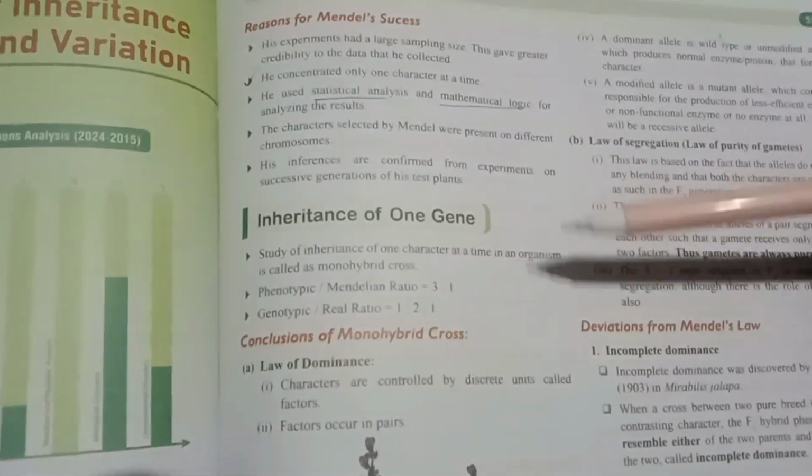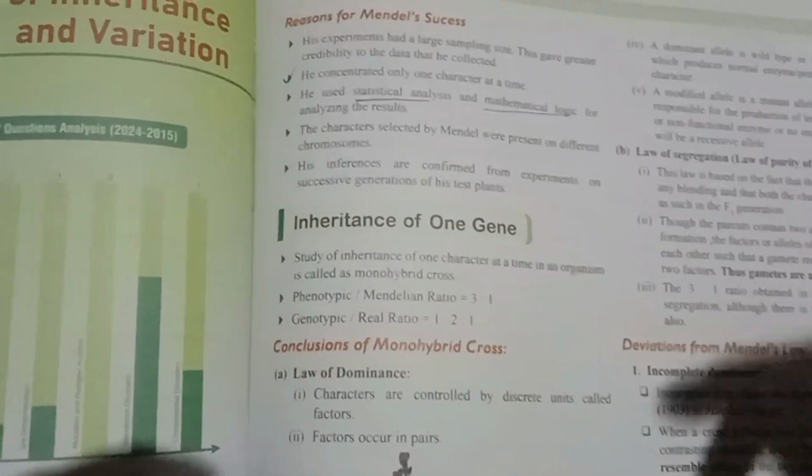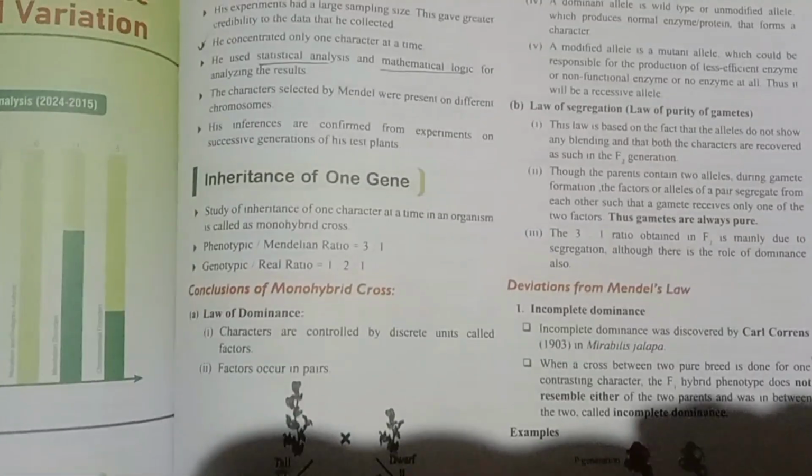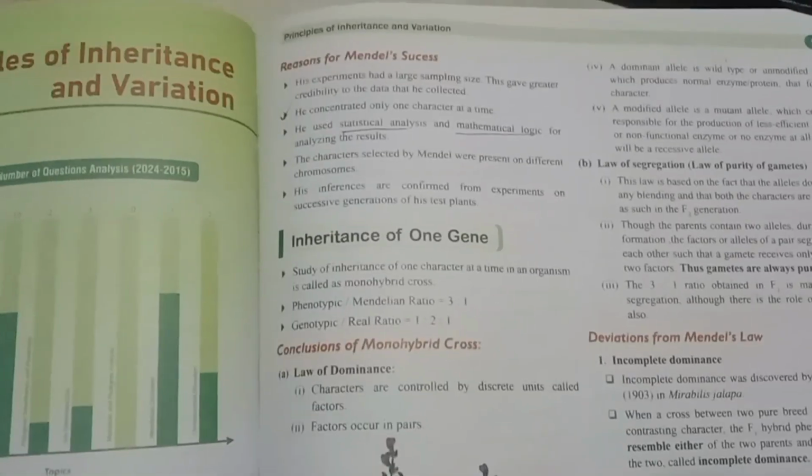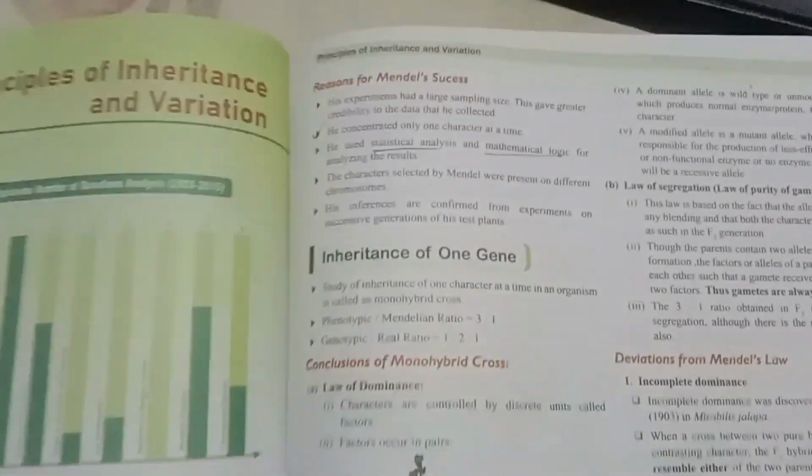Now, inheritance of one gene. I need to break up some things. You might think, why am I taking this book only and not the NCERT? Wait, I will come to NCERT also, but there are some things that are hidden in NCERT. It is very time-taking to find them in NCERT, so I'm covering it with this book, and trust me, this book is so helpful.